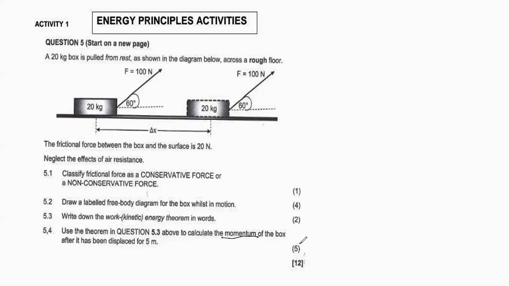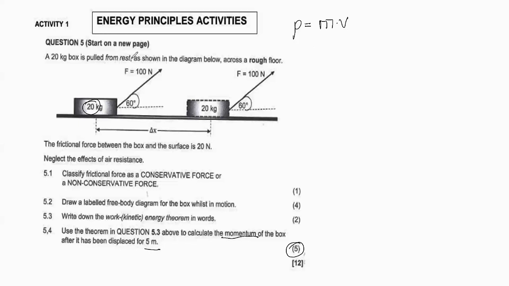Now, this is a 5-mark question, and with a 5-mark question, it's usually a case whereby we have to apply more than one formula. So we are looking for a particular quantity, but there's something that's stopping us from getting it. If we write the formula for momentum, we know that momentum is the product of the mass of the object and its velocity. But right now, in order to calculate the momentum, we need the mass, which we are given, that's 20 kg, but we also need the velocity, right? Obviously, we want the velocity of the box after it has been displaced for 5 meters.